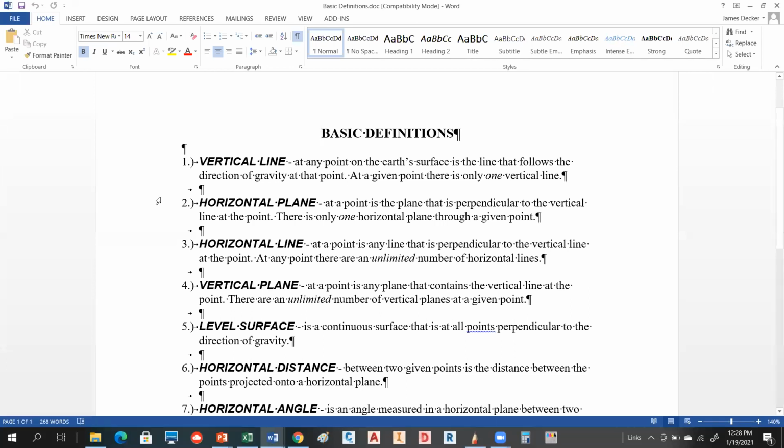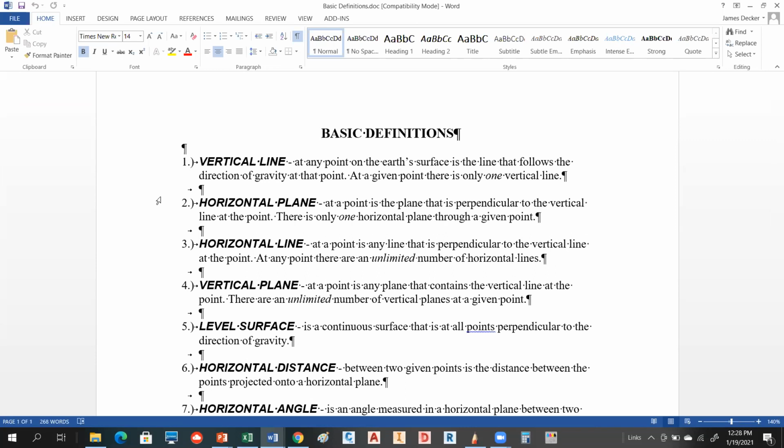So from that we get what's called a horizontal plane. A horizontal plane at a point is just the plane that's perpendicular to that vertical line. So there's only one horizontal plane at a given point. That's not the same thing as being level though, okay? So that's important to understand. But we assume basically that while we're out there working, we're working on a horizontal plane.